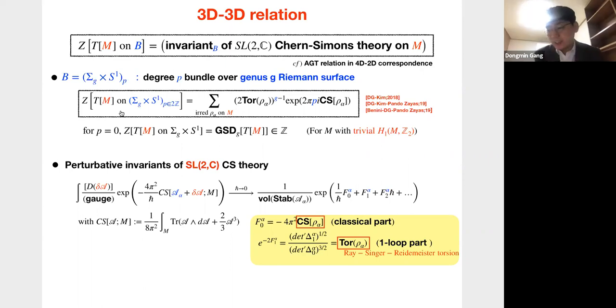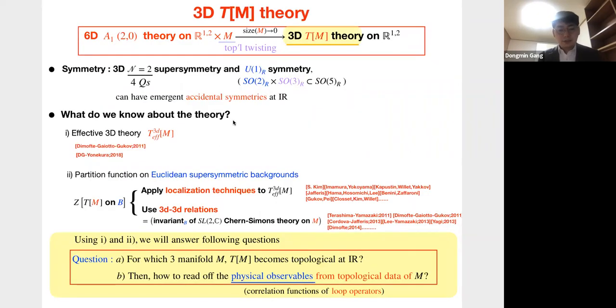One non-trivial consistency check is that when p equals zero, this corresponds to the partition function on a Riemann surface times S1. In a topological field theory, the partition function on a Riemann surface times S1 computes the ground state degeneracy on the Riemann surface. So it should be a positive integer. And from this expression, we can always check that this expansion becomes an integer. So this is a quite non-trivial consistency check for this relation.